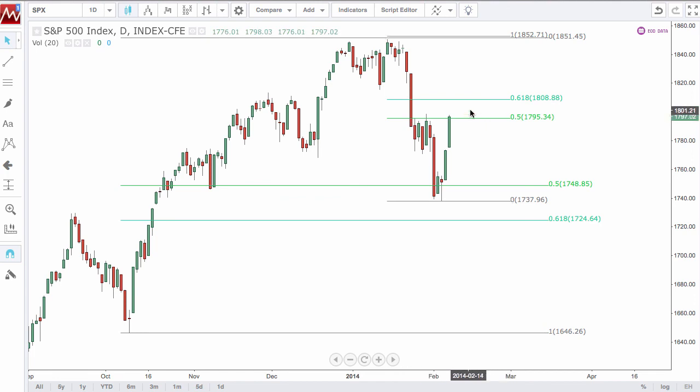If you're long, pay attention. If it breaks through here, it's going to at least get to the 1820s and then probably back to the highs if it breaks strongly. So the next couple of days are going to be important.